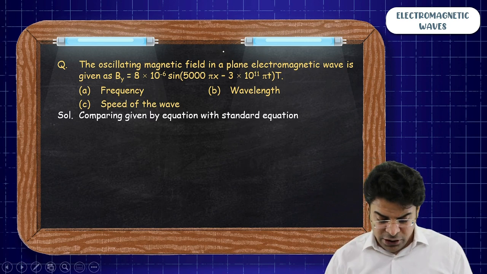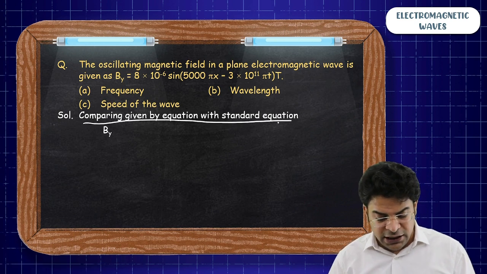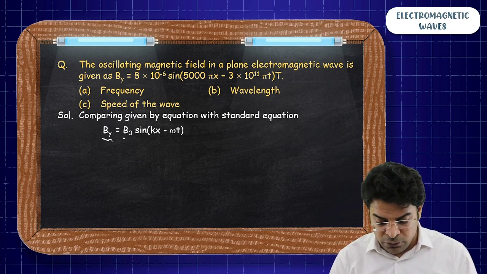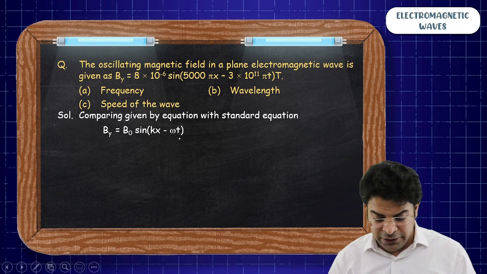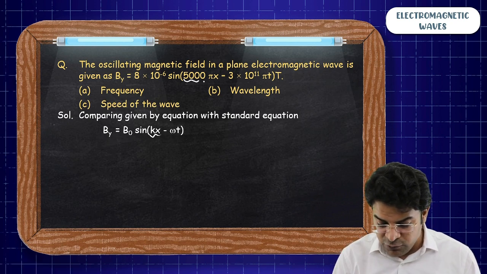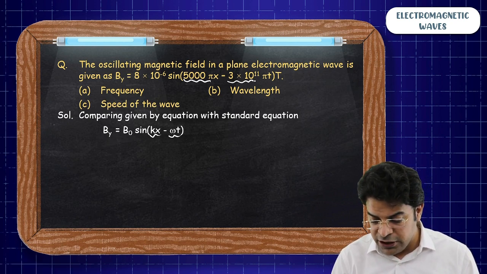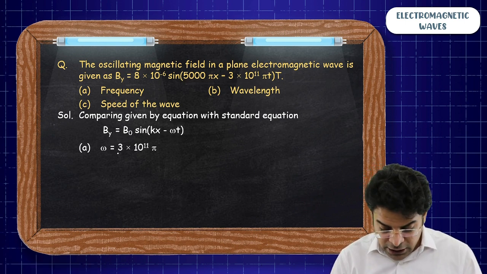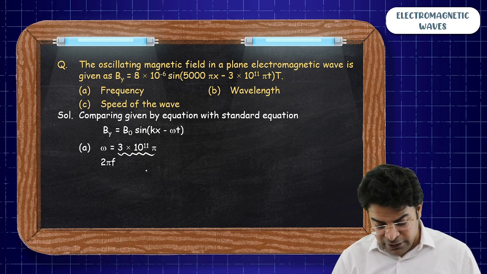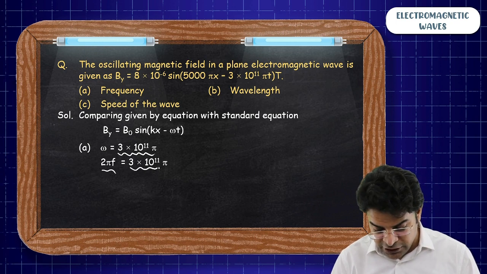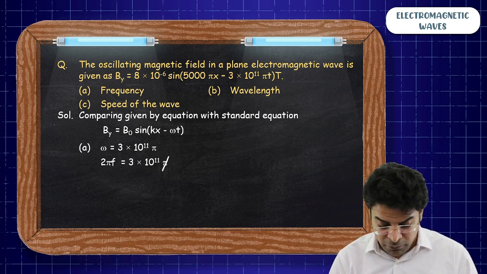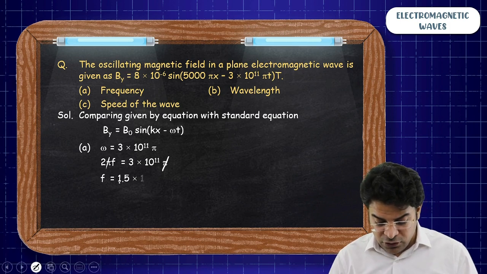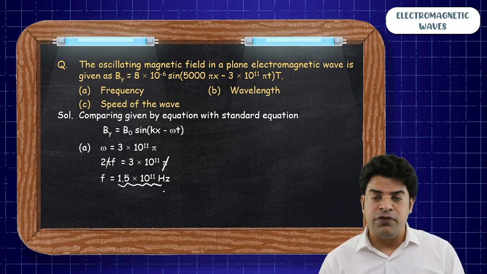So let's do it. Comparing the given equation with the standard equation, which is By equals B naught sine (kx minus omega t), we can see that k is nothing but 5000 pi and omega is nothing but 3 into 10 to the power of 11 pi. So omega equals 3 into 10 to the power of 11 pi, which is the same as 2 pi f equals 3 into 10 to the power of 11 pi. Cancelling out pi, the frequency comes out to be 1.5 into 10 to the power of 11 hertz.